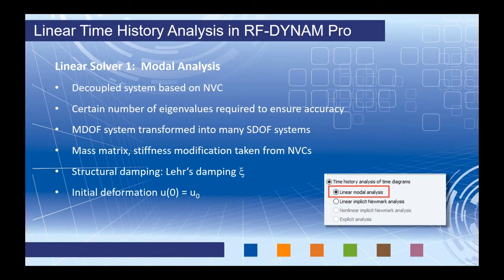So to give you a little bit more detail on the solvers, we'll begin with the first linear solver, which is the modal analysis. This is a decoupled system based on the natural vibration case. Therefore, a certain number of eigenvalues are required to ensure accuracy. If you set the eigenvalues in the natural vibration case to something that's far too low, then your results are not going to be accurate when it comes to the time history analysis utilizing the modal analysis solver. This is a multi-degree of freedom system transformed into many single degree of freedom systems.